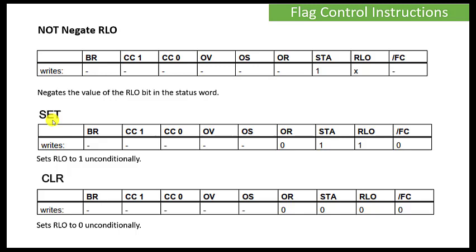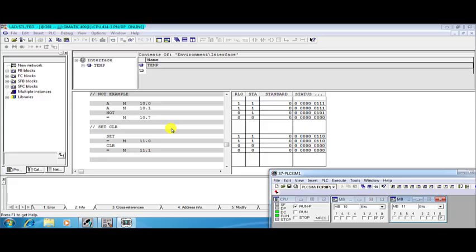Now, the second instruction in our video is the SET instruction. Basically, all that instruction does is set the RLO to 1 unconditionally. The CLR instruction does the opposite of that. So let's see an example on those two instructions.